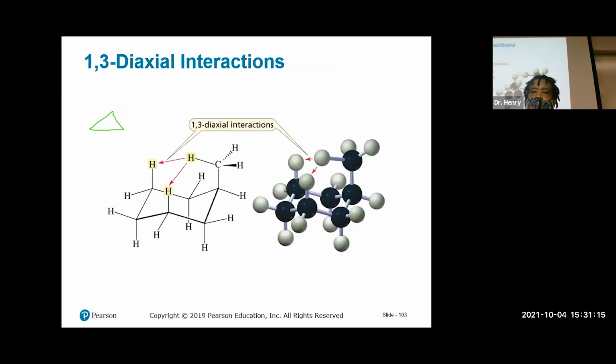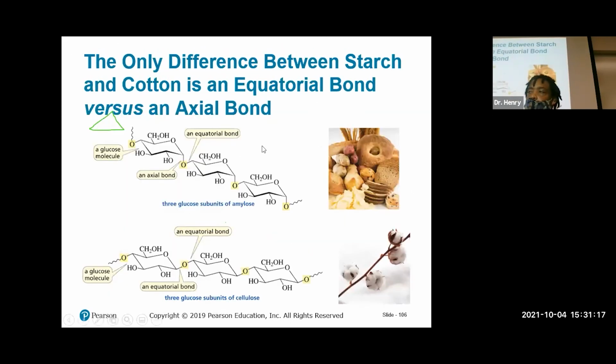Okay. So here, because we have this equator component, we have equator going this way, we have axial going this way. Because of this axial component, right, we want to get rid of it, right? So we break it down. It's a site where we want to be broken down. So we're able to digest that one. Where these are straight equator.